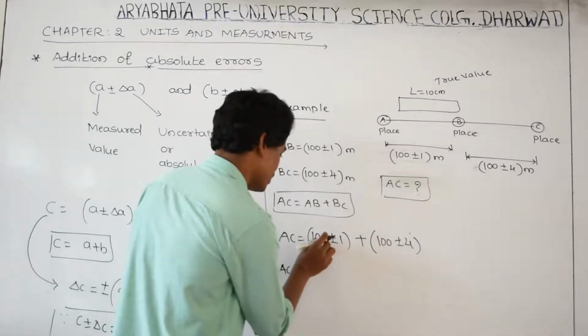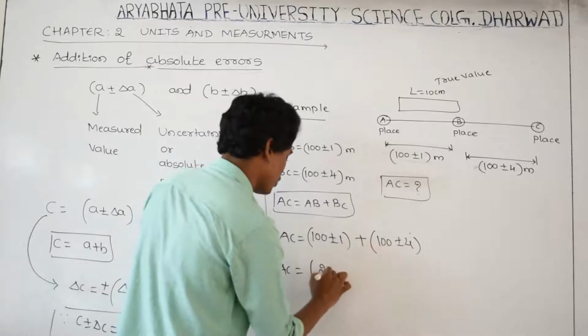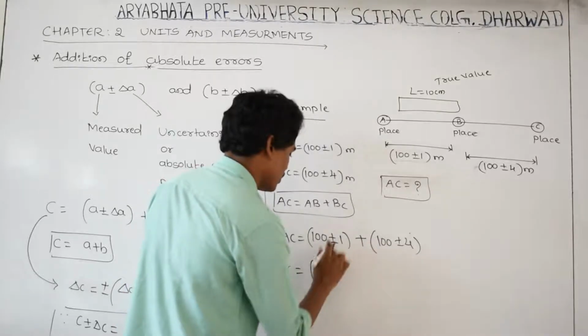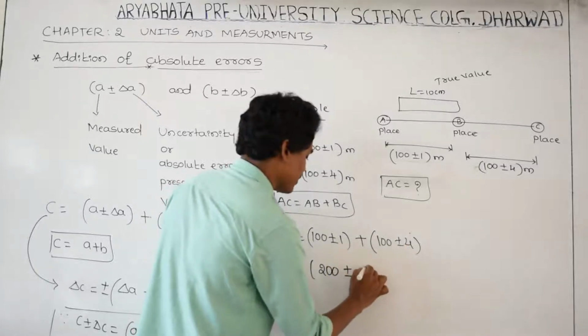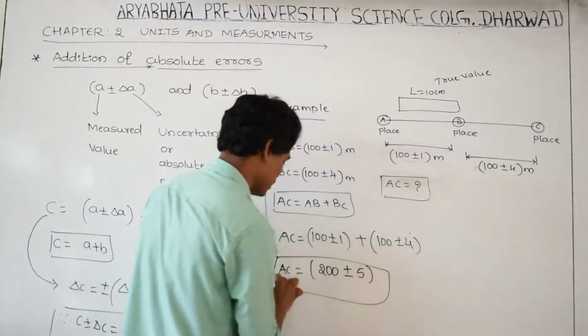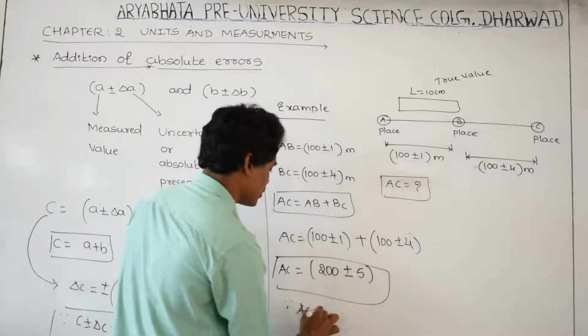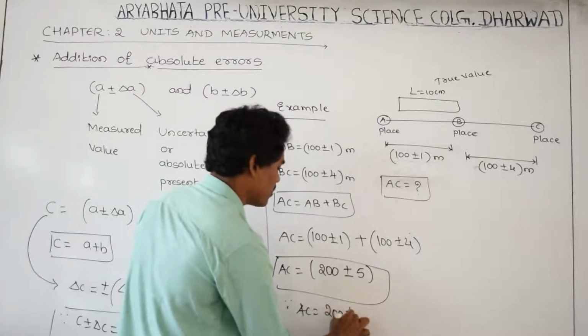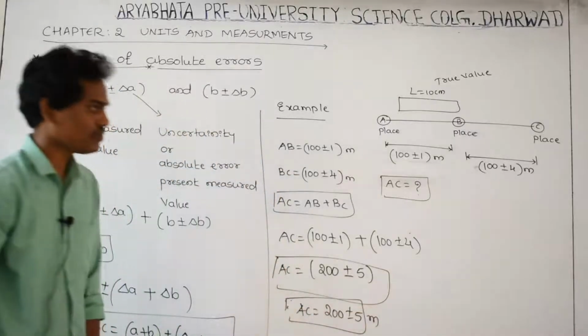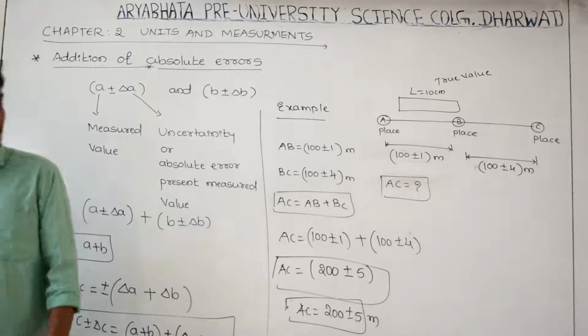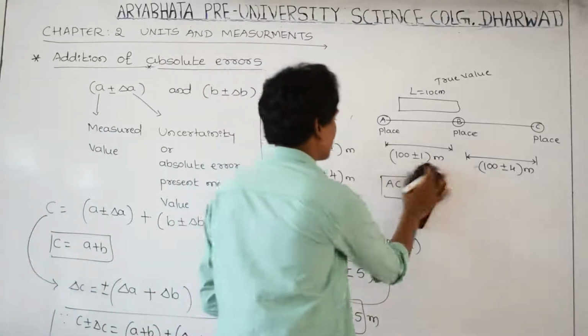A plus B means 100 plus 100, that is 200. 200 plus or minus, as it is, 1 plus 4, that is 5. This is AC. Therefore, AC is equal to 200 plus or minus 5 meter. This is your answer. And if you want to take one more example, let us discuss that also.